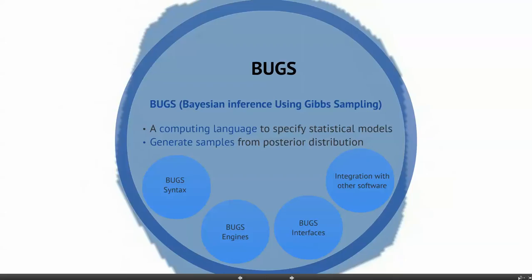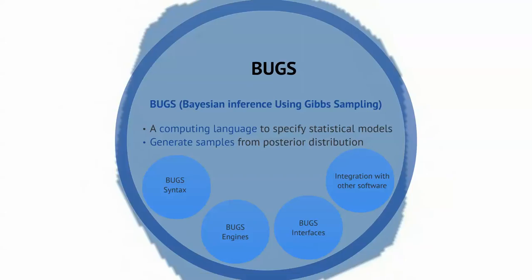So BUGS is Bayesian inference using Gibbs sampling. It is a computing language to specify statistical models, for example, prior and likelihood. And once we specify those, we can generate samples from posterior distribution.